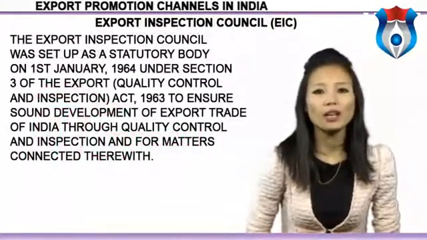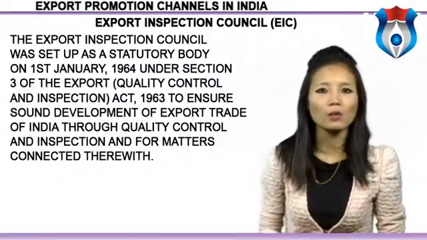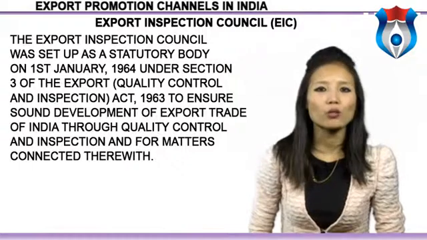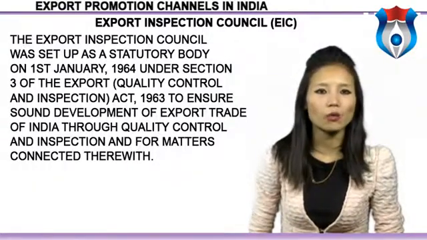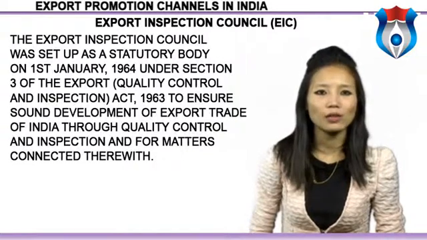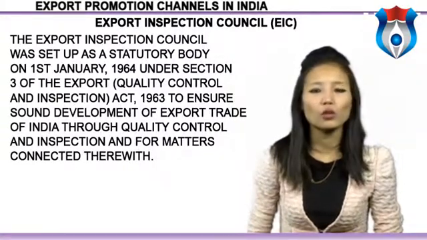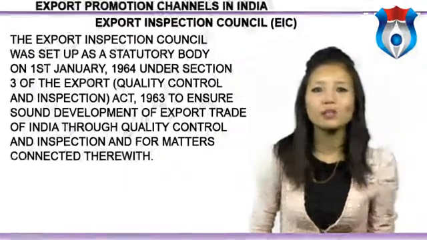Export Inspection Council (EIC). The Export Inspection Council was set up as a statutory body on 1st January 1964 under Section 3 of the Export Quality Control and Inspection Act 1963 to ensure sound development of export trade of India through quality control and inspection and for matters connected therewith.